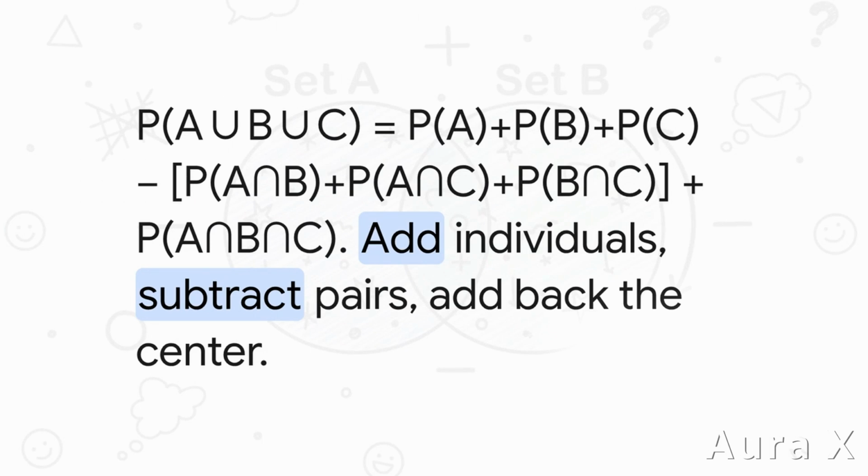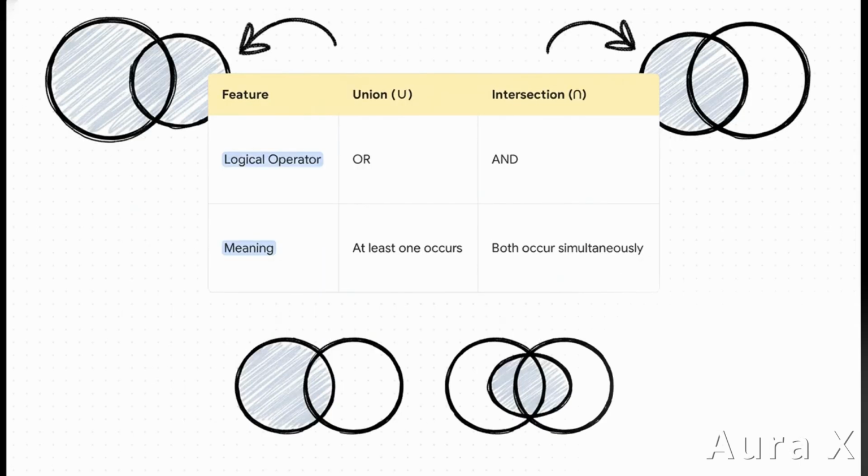I know it looks a little intimidating written out like this, but it's just formalizing that simple rhythm we talked about. Add the singles, subtract the pairs, and add back the center. It's just a logical sequence of corrections to make sure every single person or bug or server is counted exactly one time.